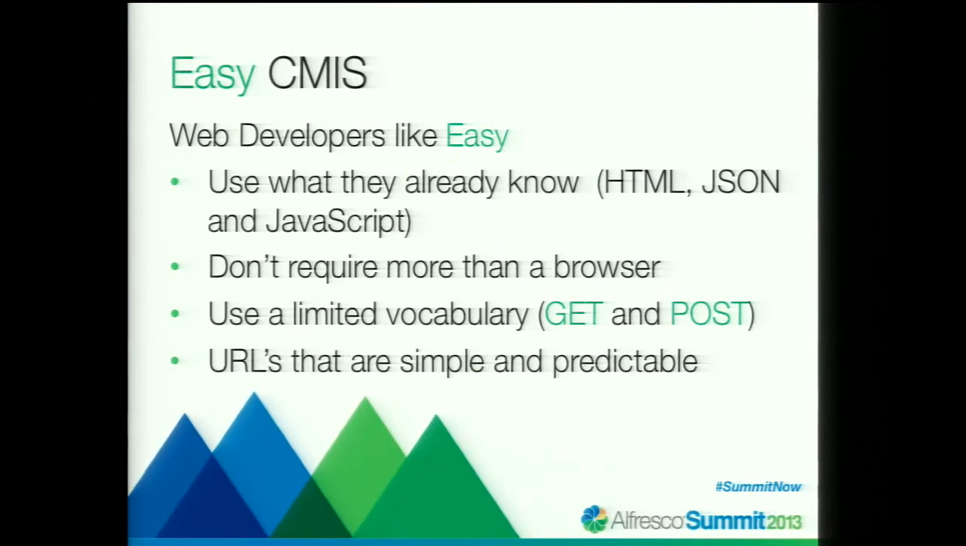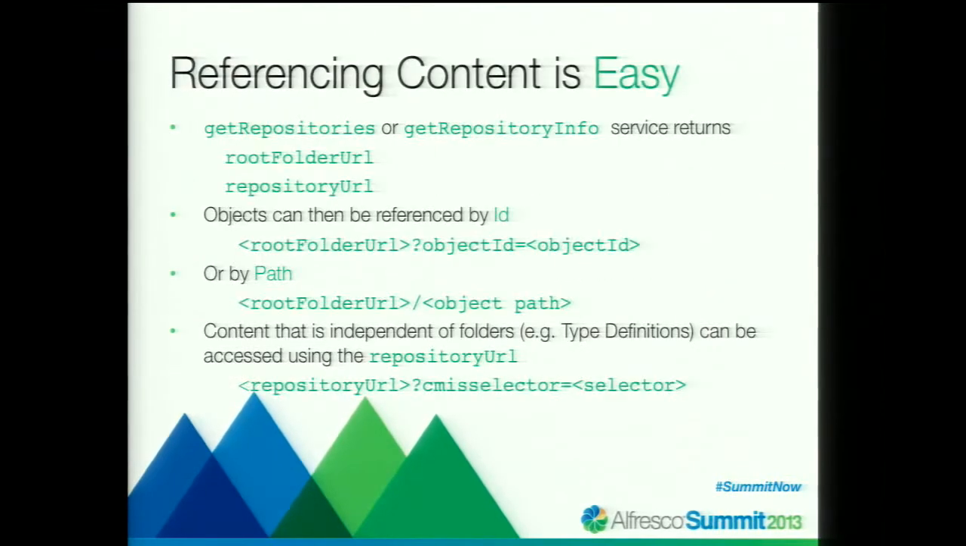And finally, web developers like URLs that are simple and predictable. Now, I get the whole concept of discoverability. I get hypertext, I get HATEOAS, or however they pronounce it. I understand it. But in the real world, you want to be able to construct URLs in advance on the client side of being able to work with the content. So we've done all those things with CMIS 1.1 with the browser binding.